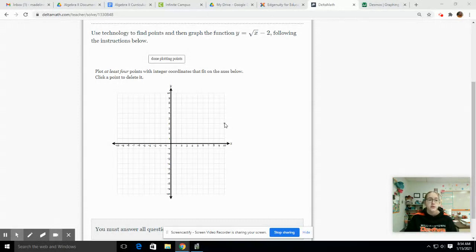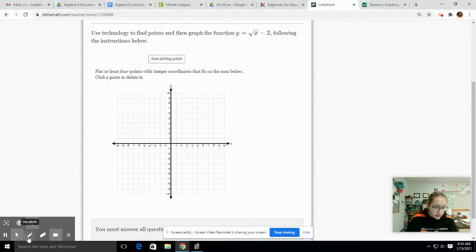So this first problem says, use technology to find points and then graph the function y equals the square root of x minus 2 following the instructions below. It tells us to plot at least 4 points with integer coordinates that fit on the axis below.